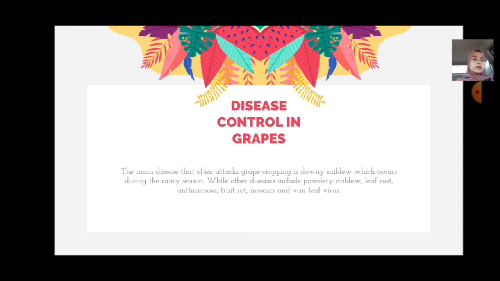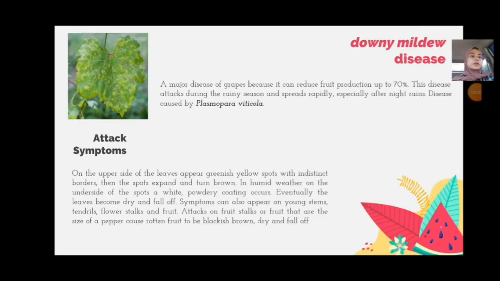Other diseases include powdery mildew, leaf rust, anthracnose, fruit rot, and fan leaf virus. Downy mildew is a major disease of grape because it can reduce production by up to 17%. This disease attacks during the rainy season and spreads rapidly, especially after night rains. It is caused by Plasmopara viticola.